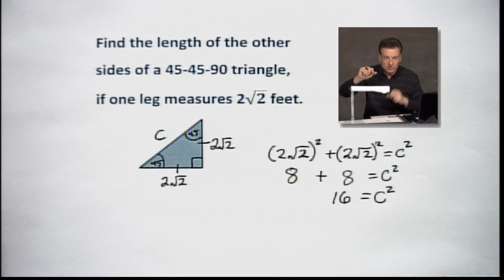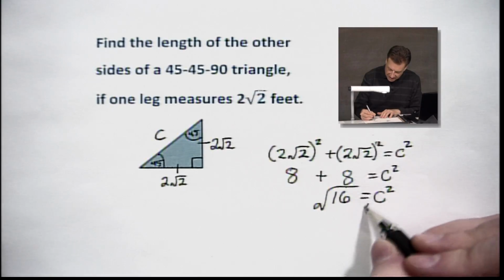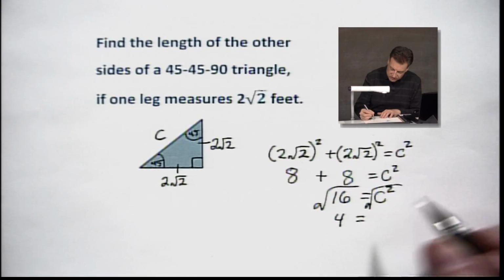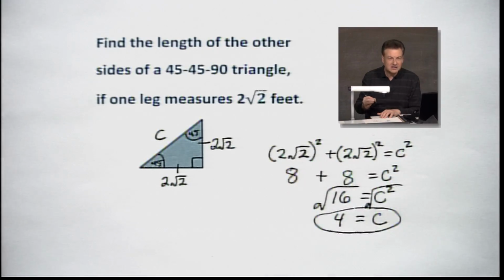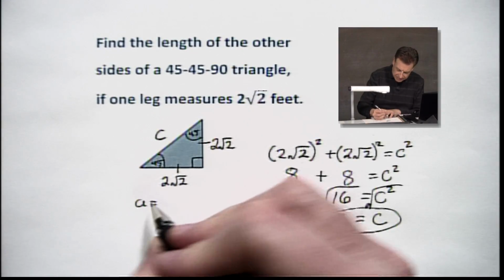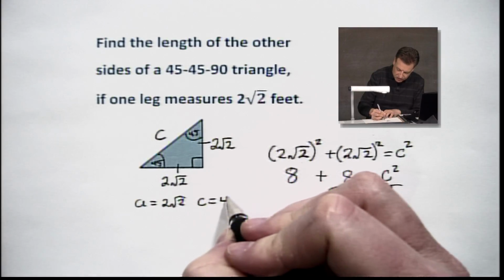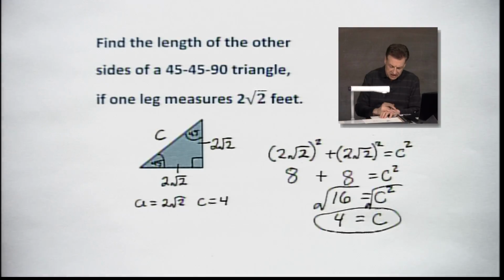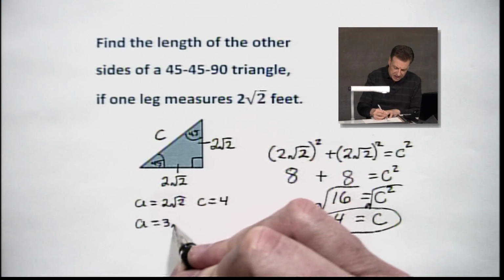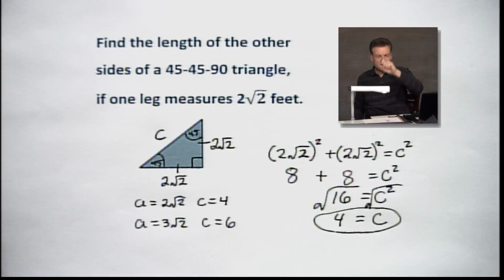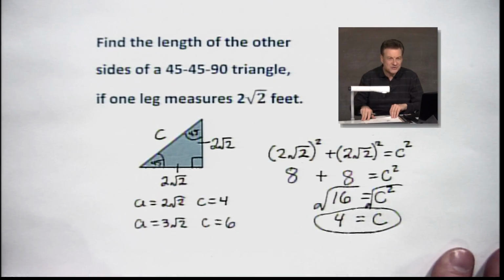Root time, all right? And here we go. Square root of 16 is 4. Square root of c squared is c. There it is. Patterns. Let's see what we got. I'm seeing a was equal to 2 times the square root of 2 here, and we got a c value, hypotenuse, of 4. And a minute ago, we had the a at 3 times the square root of 2, and the c ended up being 6. Patterns? I think there are. We'll find out next week, all right?